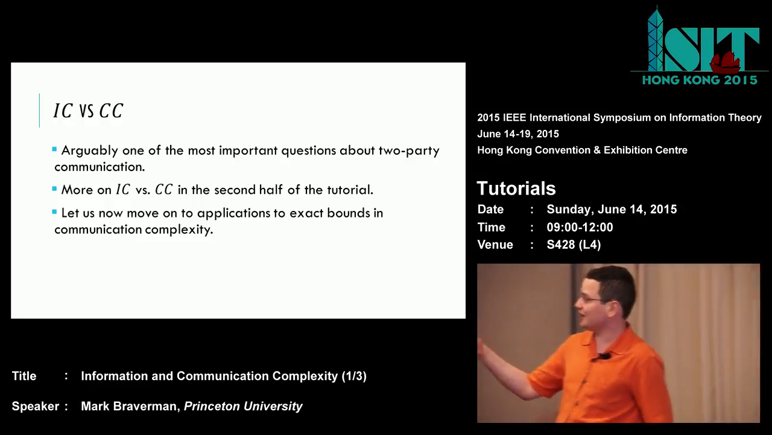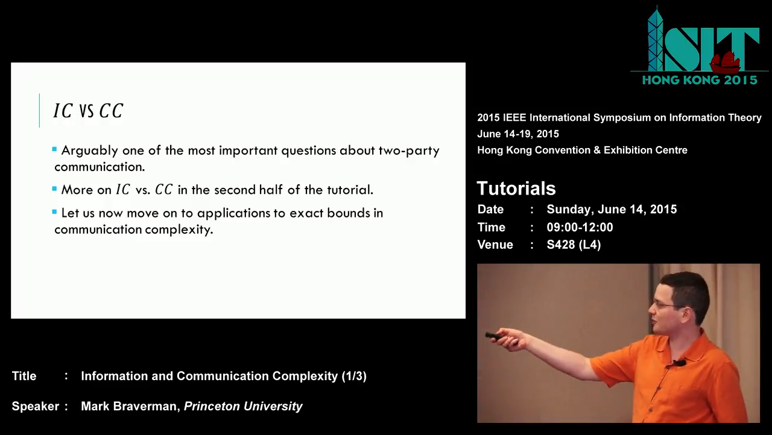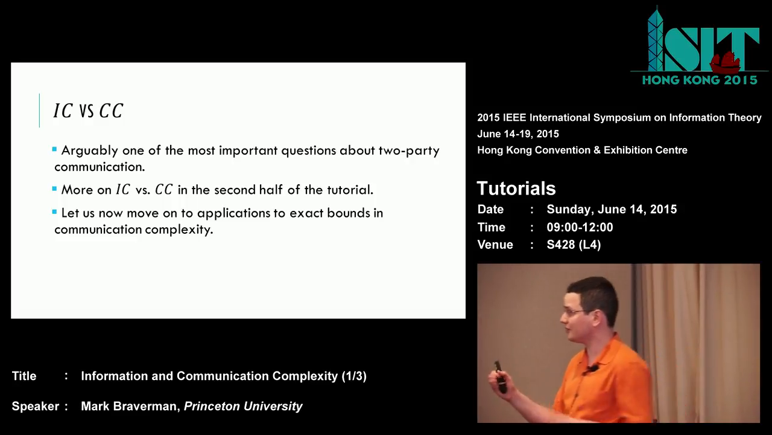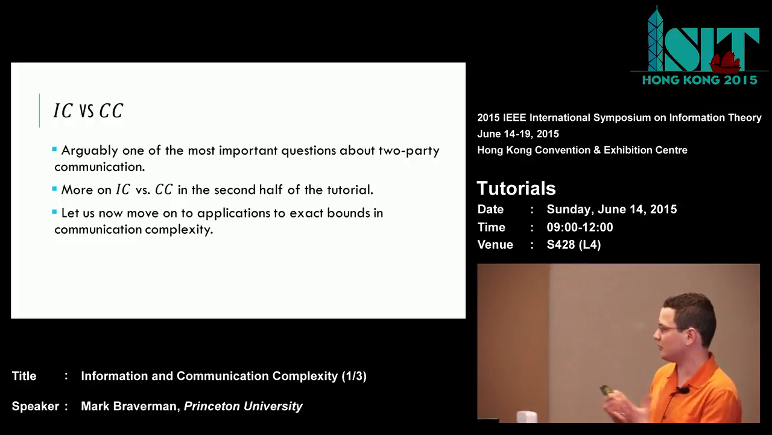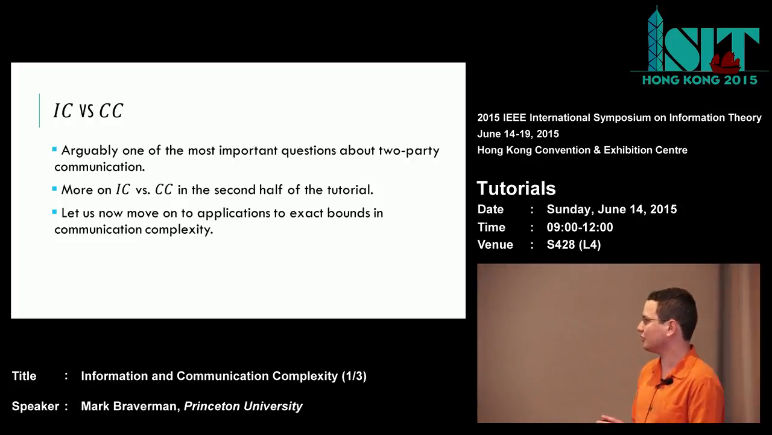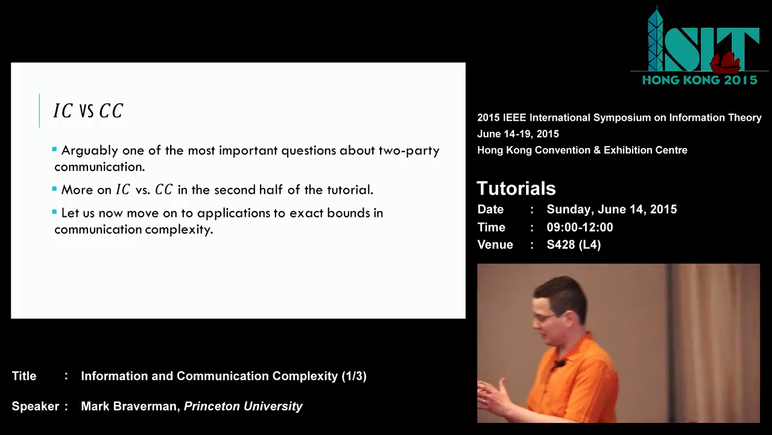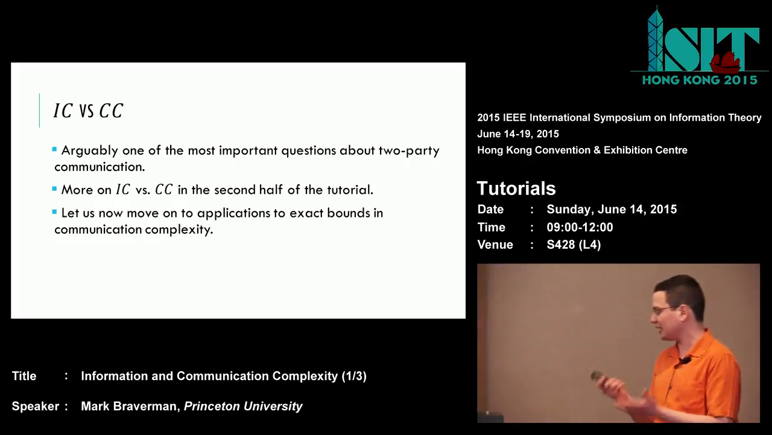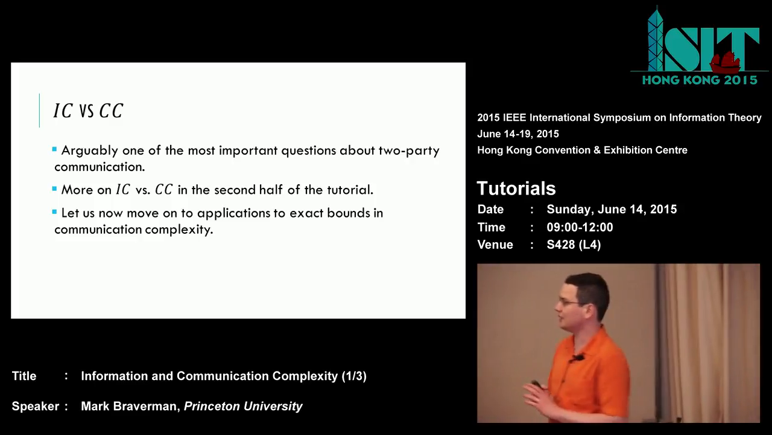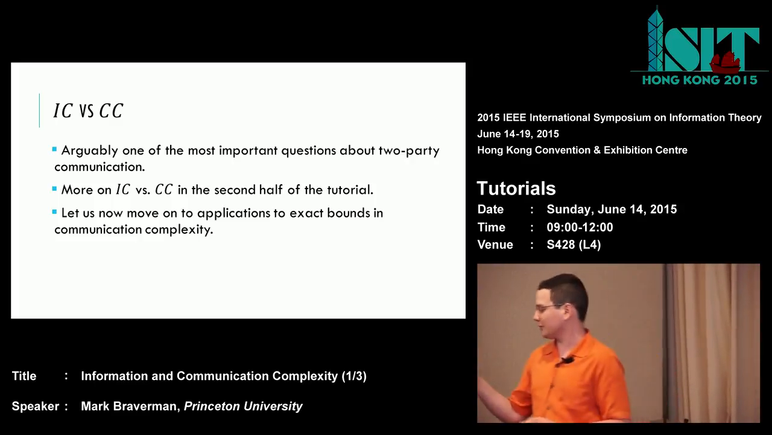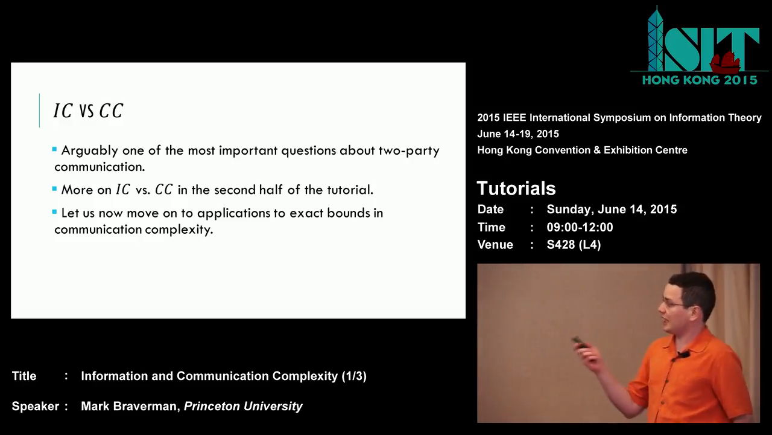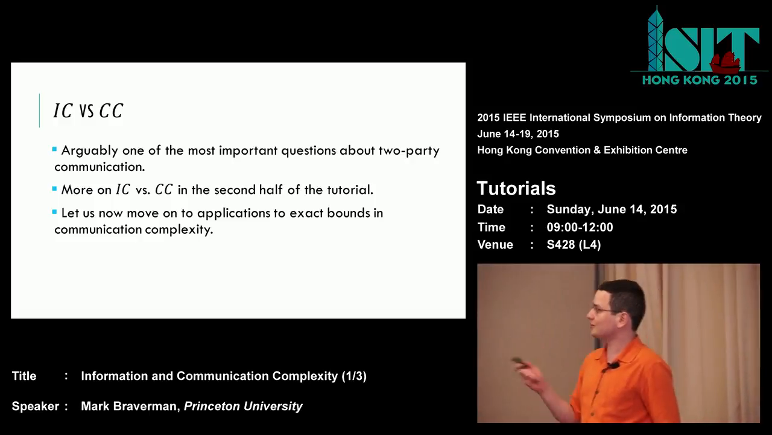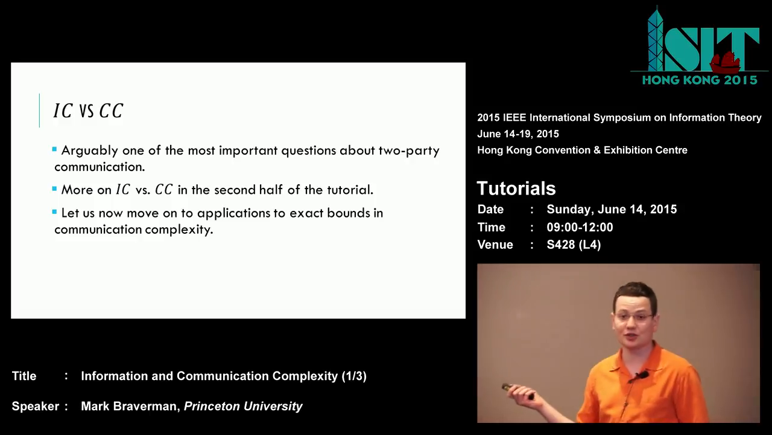So this problem is still pretty far from being settled. We'll see more about it later in the tutorial. But let me move on to specific applications to exact lower bounds in communication complexity. Specifically, we'll talk about the communication complexity of set disjointness.